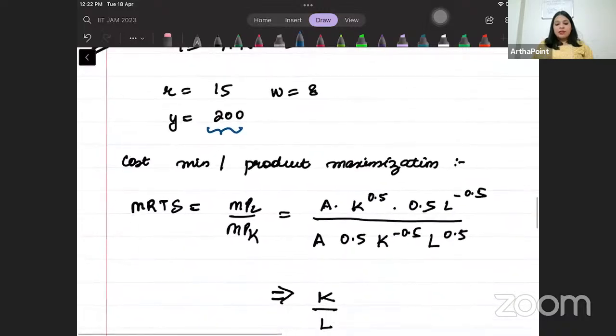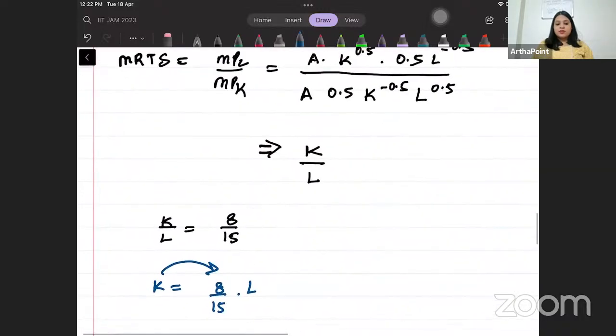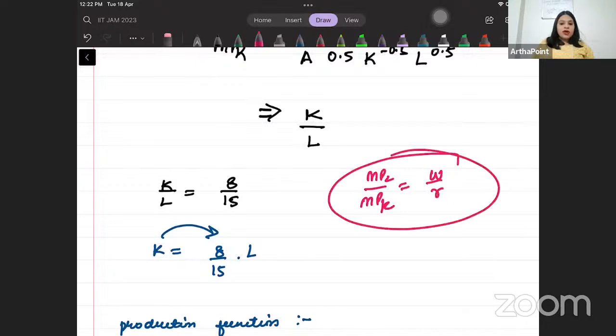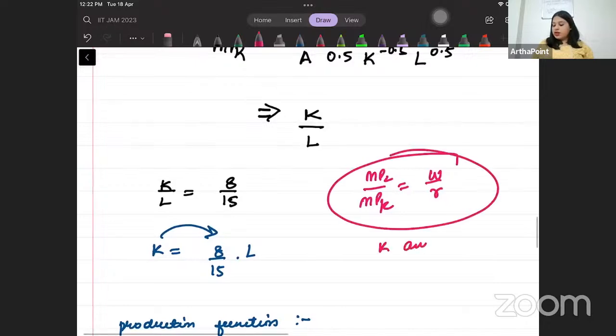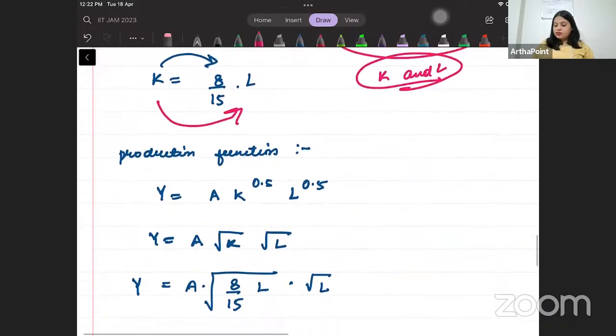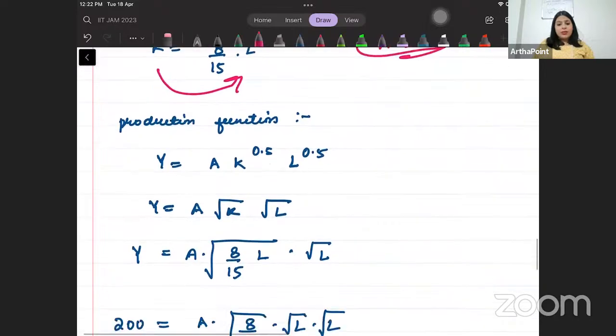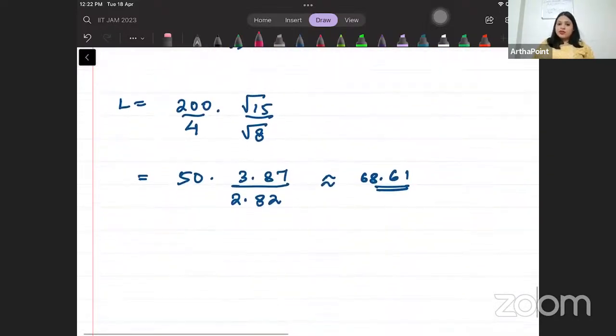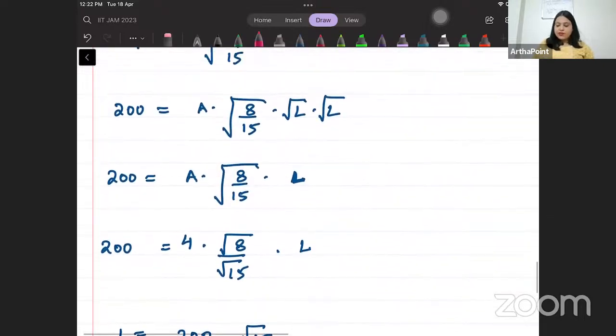You have to equate MRTS, that is MPL by MPK, to W by R. You have to find the relationship between K and L. And then, because you have found one in terms of the other, you just have to put that in this function. And after putting it, you just have to solve for L and K. That's it.